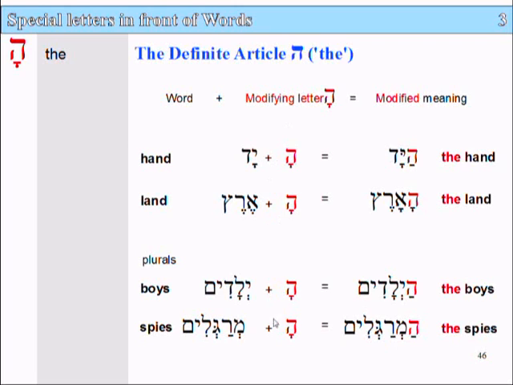So here we have the letter hey being added to these words, both singular and plurals, and it changes the word from the indefinite to the definite. Definite just means it's the something or other, as opposed to a something or other, which is indefinite. So hey just means the. There are some words that have a hey in front of them that don't mean the, but we'll learn all the exceptions as we go along. You can tell from context. Most often when we have a hey in front of the word, it does mean the, or it introduces a question. That's something we'll look at in later lessons. So ha, the.